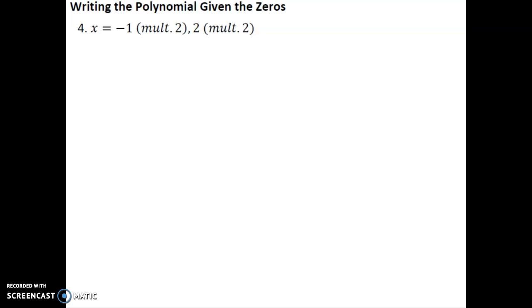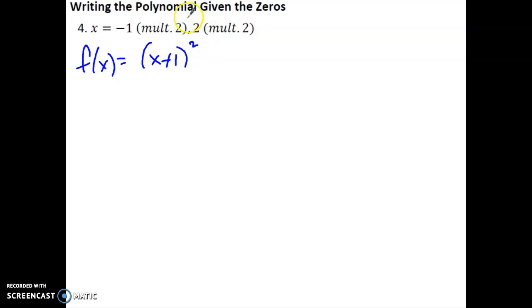Okay, let's go to this one. So this time you guys can see that I have multiplicity of 2 twice. So I'm going to say f of x equals, and I'm going to have x plus 1 to the second, right? Because remember, I'm going to do the opposite of this. So the opposite of negative 1 is going to be positive 1. Multiplicity of 2 tells me that exponent should be 2.